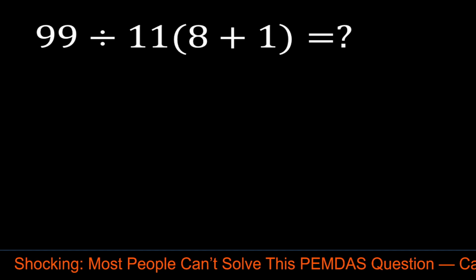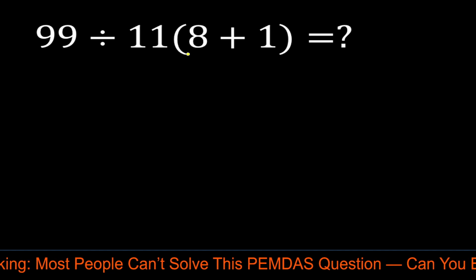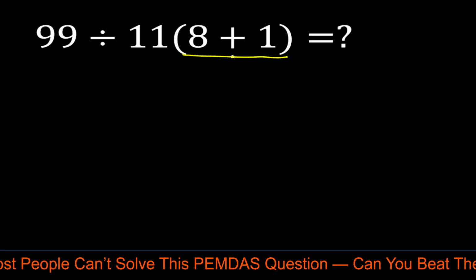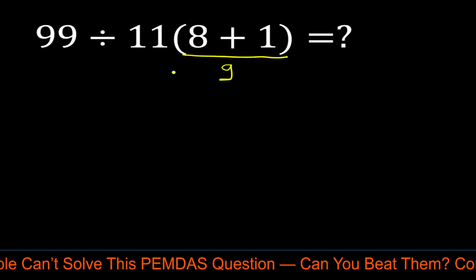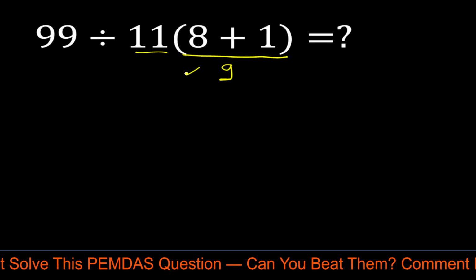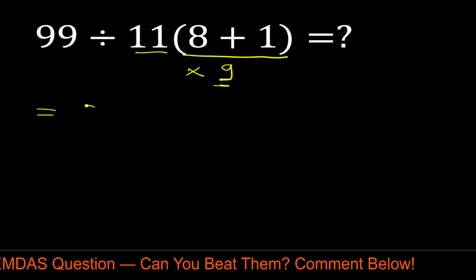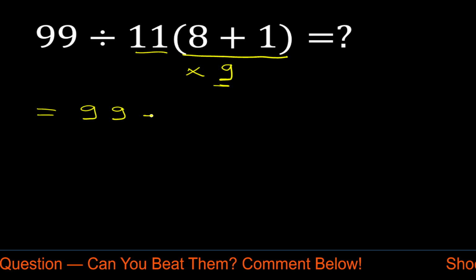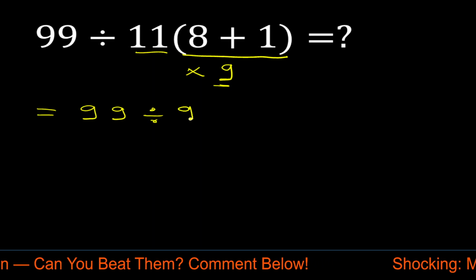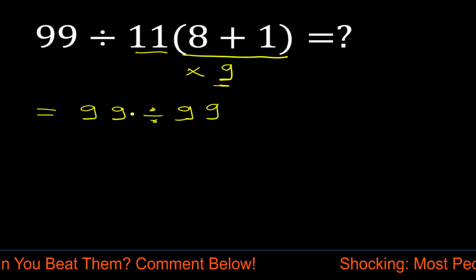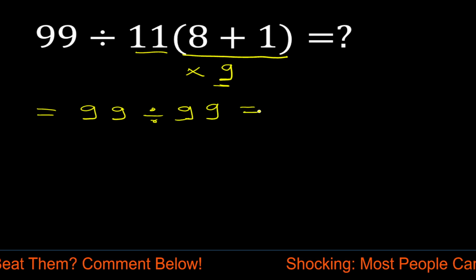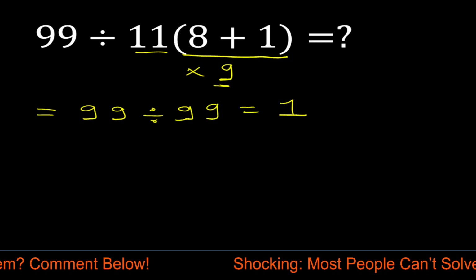So most people solve this question like 8 plus 1. So 8 plus 1 is equal to 9, right? Now 11 times 9. So 11 times 9 is equal to 99, right? So now 99 divided by 99. So 99 divided by 99 is equal to 1, right?